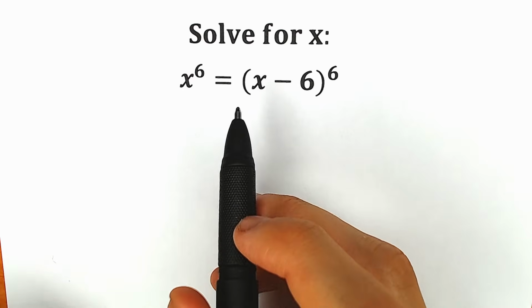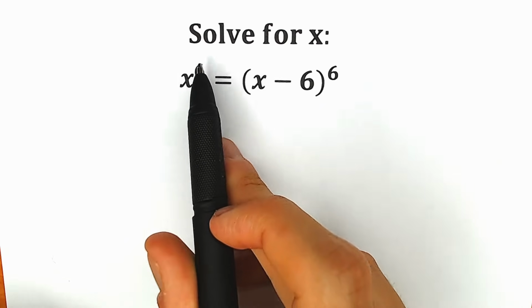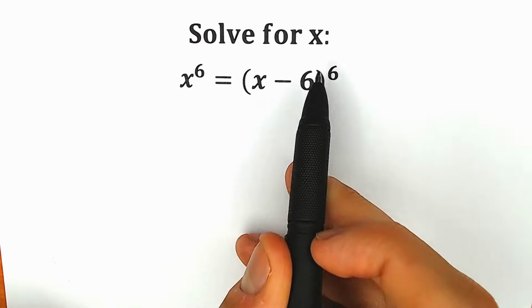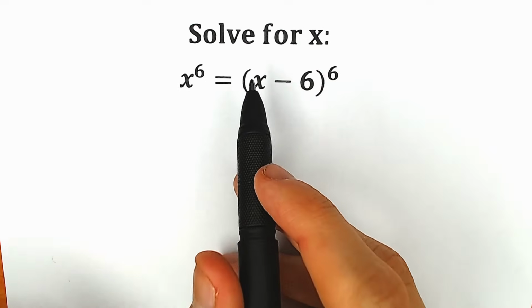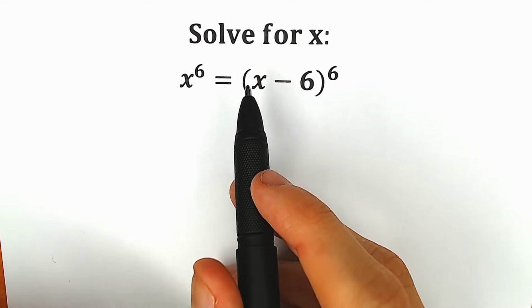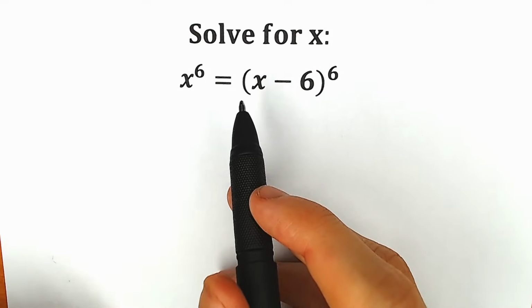Today we have a very interesting question from Math Olympiad. x to the power 6 equals (x minus 6) to the power 6, and we need to find x. If you have your solution, your assumption, you can also write your solution in the comments below, and then we will check our answers.